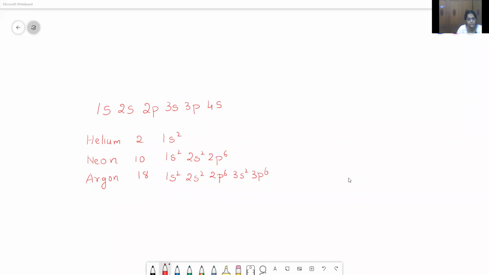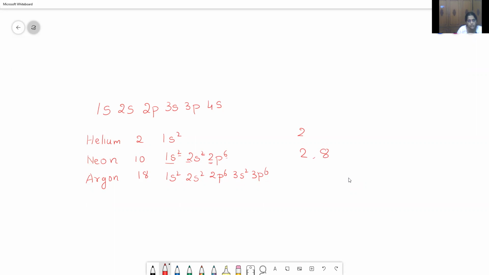So here we can see that for argon it is 18, so it's going to be 1s2, 2s2, 2p6, 3s2 and 3p6. So now here the first shell is having 2 electrons. For neon, the first shell is having 2 electrons. The second shell, that is n equal to 2, is having 2 plus 6, 8 electrons.